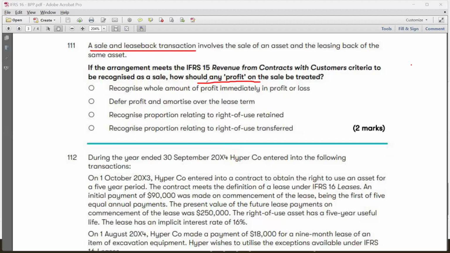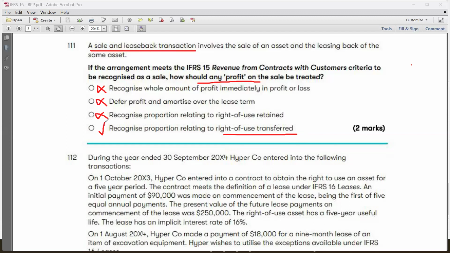So if you look at the options: recognize the whole amount of the profit immediately in profit or loss. No, we cannot recognize the whole part because we haven't sold the whole asset. We have leased back some of it. Defer profit and amortize over lease term. This makes no sense. Recognize the portion relating to the right of use retained. Again, this is not the thing. This is something that we have retained, we have kept. Recognize the portion relating to the right of use transferred. Whatever portion of the asset that we haven't leased back is the one that is transferred. So we are going to consider this part.